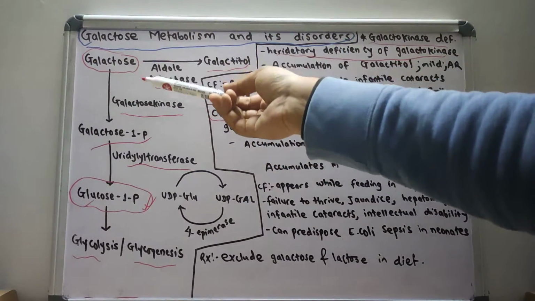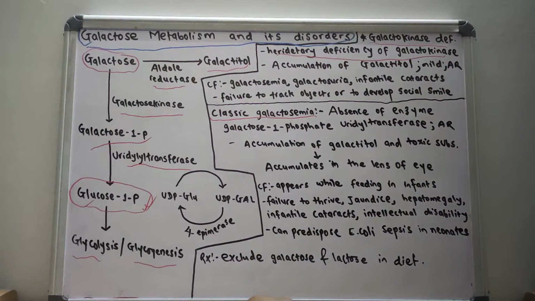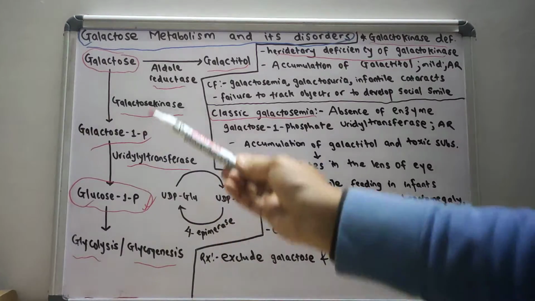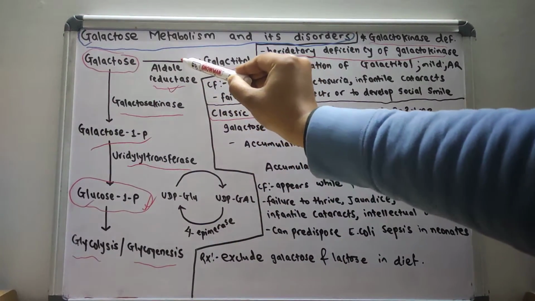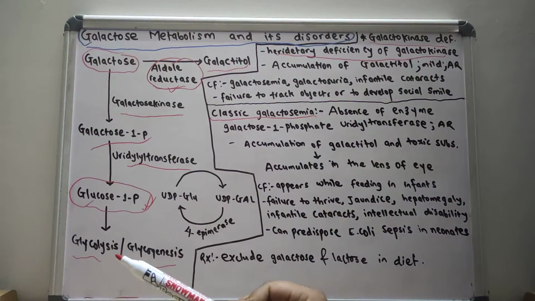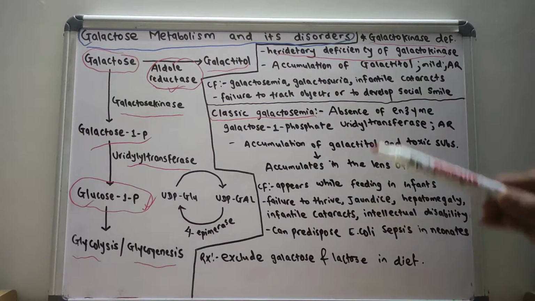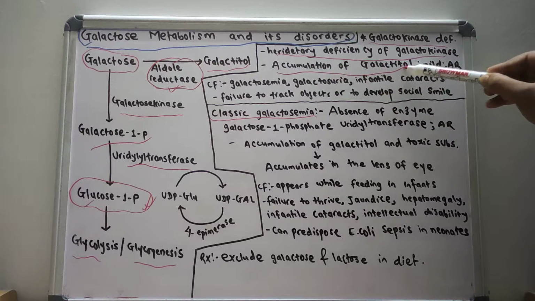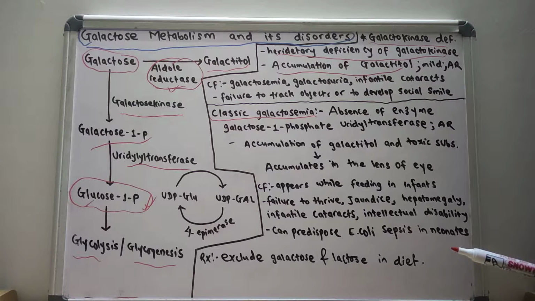So what happens when there is a hereditary deficiency of galactokinase? The galactose will not be converted into galactose 1 phosphate. Rather, due to the enzymatic activity of aldose reductase, there will be a high conversion of galactose to galactitol. So there will be accumulation of galactitol. Galactokinase deficiency is mild and it is an autosomal recessive disorder.